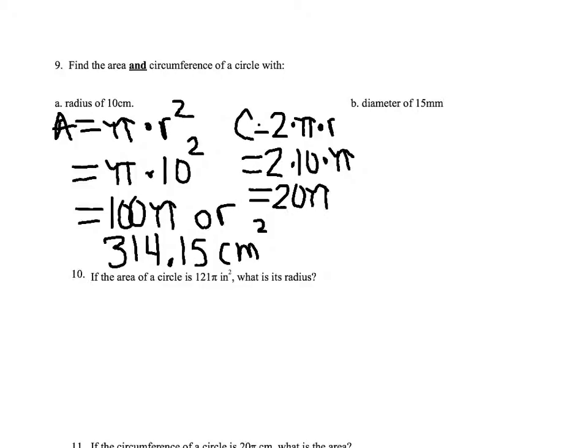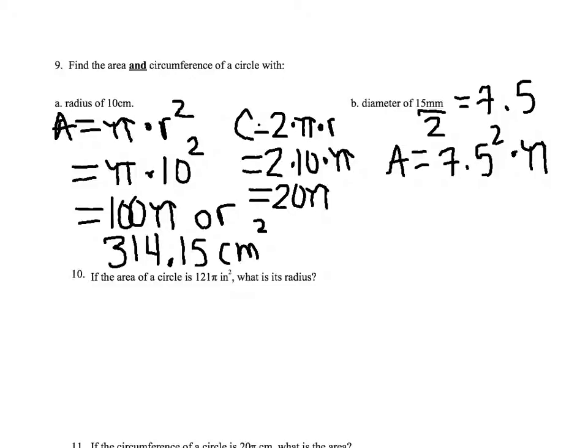Remember, diameter is the whole circle. So in order for you to find the area, you need radius. So you divide that by 2, and you're going to get 7.5. And so our area, again, will be 7.5 squared times pi. You can write that in your calculator, or you can keep it just like that. Circumference can also equal pi times d. So what we can literally do is write 15 pi, okay?